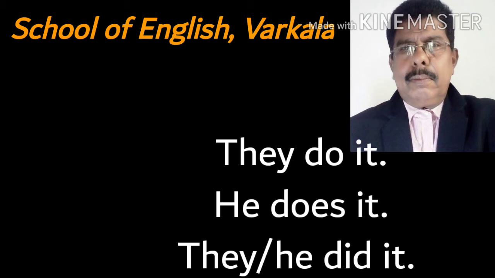Look at the third sentence. They did it, or he did it. In this sentence also, there is only one verb, that is did. And the verb did is not supporting any other verbal form. Got it? So in all the three sentences, do, does, and did are used as main verbs. They are used as independent verbs. Got it?